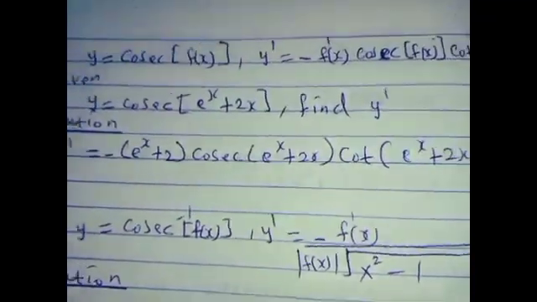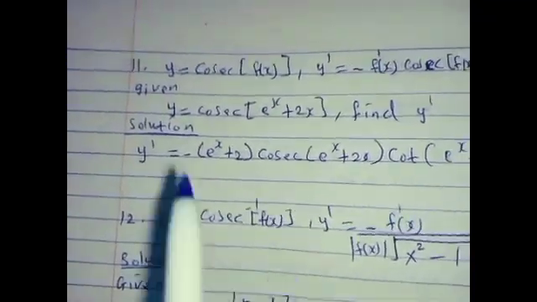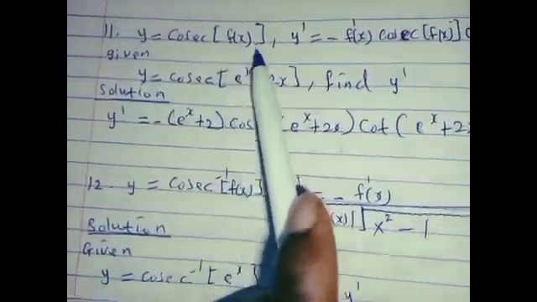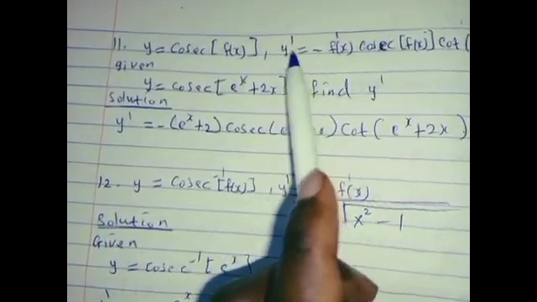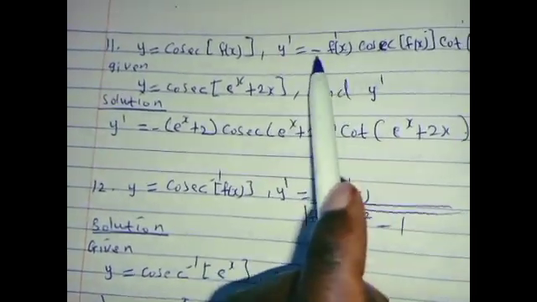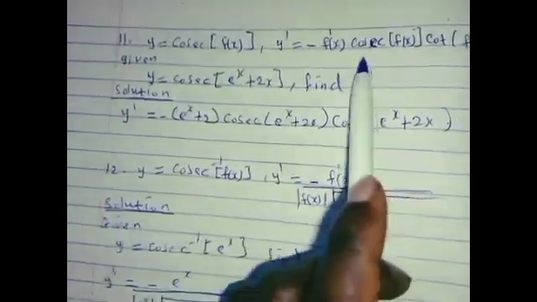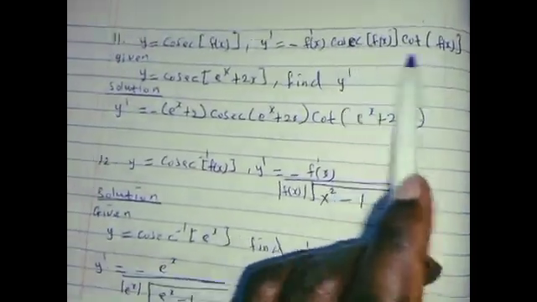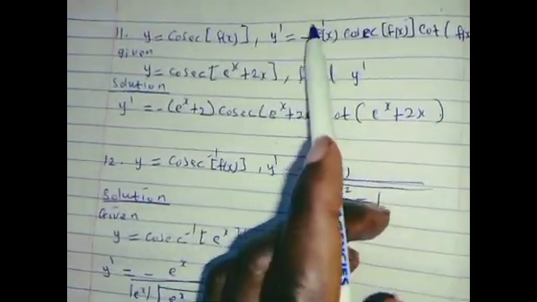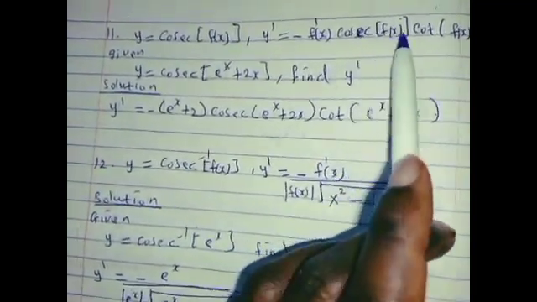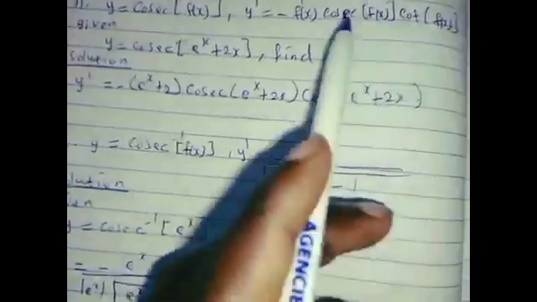Number 11 of our consideration today is when we are given y is equal to cosec of f of x. To get the derivative of this, you are going to get negative, because cosec differentiated gives us cosec and cot. So negative f of x prime, cosec f of x multiplied by cot f of x.